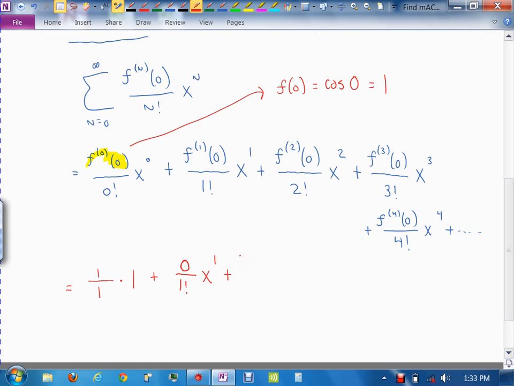plus, now, what was the second derivative at 0? Negative 1, right? So we had negative 1 over 2 factorial x squared plus, what was the third derivative of the function at 0? 0 over 3 factorial x to the third plus, what was the fourth derivative? What was it? 1? 1 over 4 factorial x to the fourth plus dot dot dot forever.